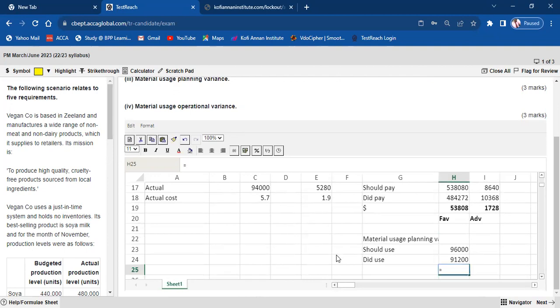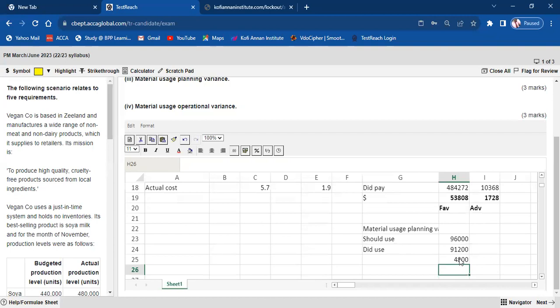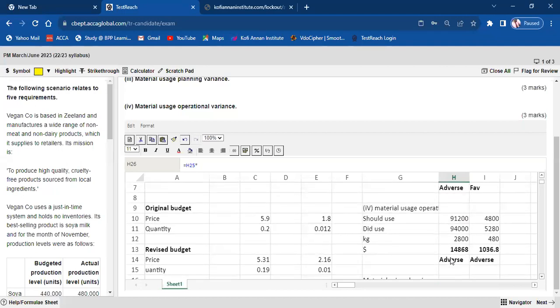We have used bigger minus smaller. We have used 4,800 kilograms less than we should have used. Value that 4,800 kilograms at the original budgeted price. Let's finish and I'll tell you something about this valuation. 5.9.